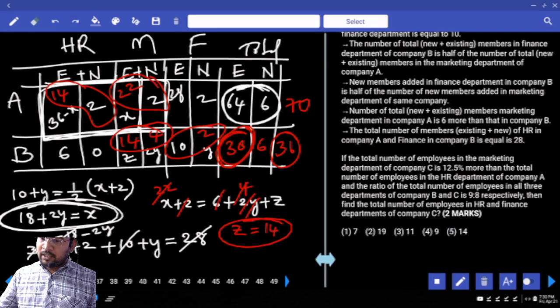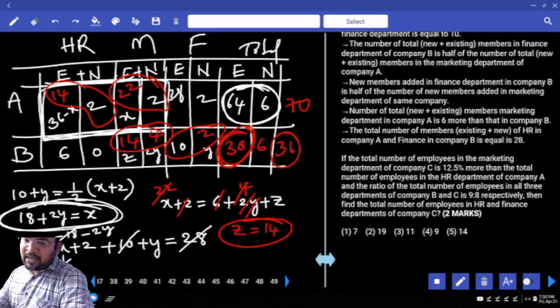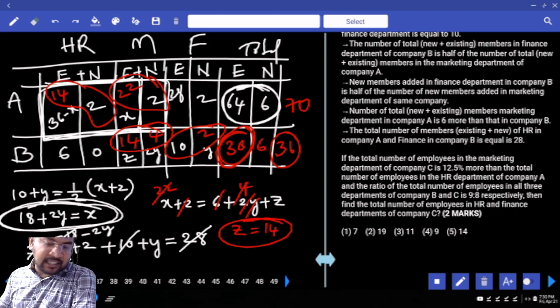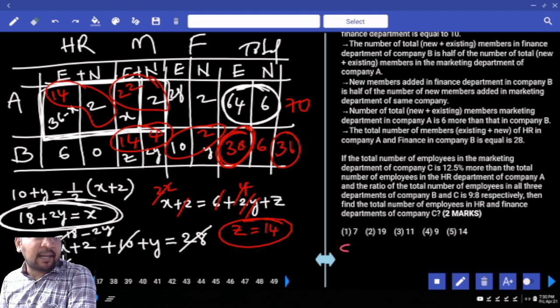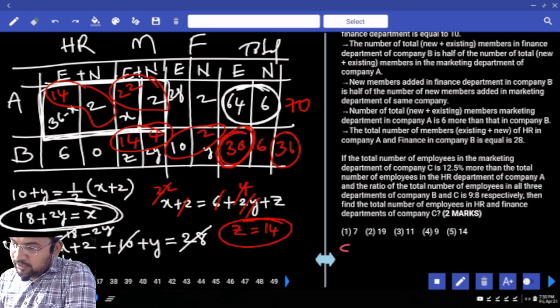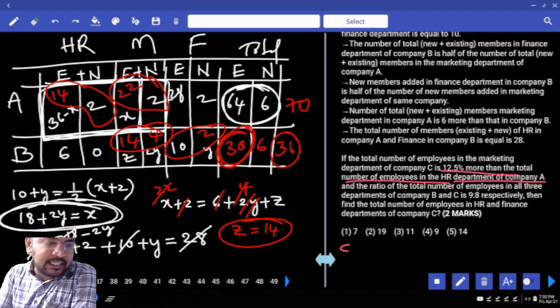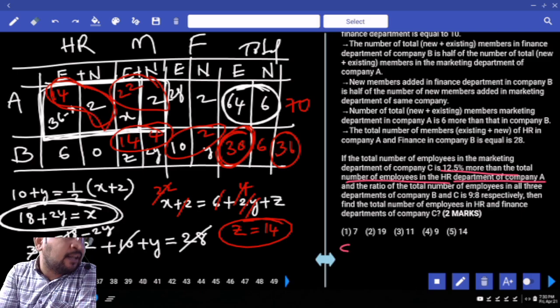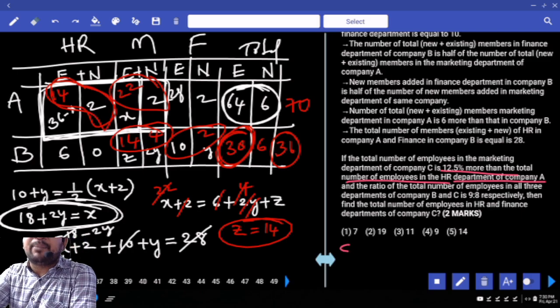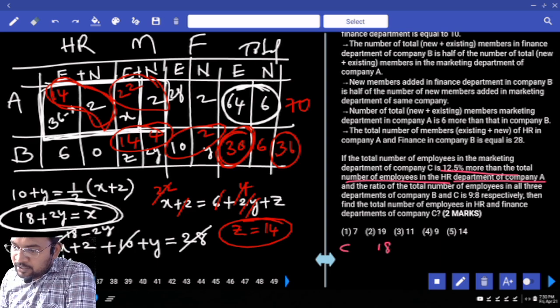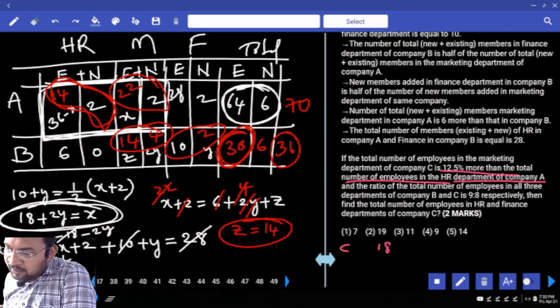See here, the total number of employees in the marketing department of company C is 12.5% more than the total number of employees in the HR department of company A. So total HR in company A is 16. 12.5 is nothing but 1 by 8. 1 by 8 of 16 is 2. 2 more is 18. So HR is 18.